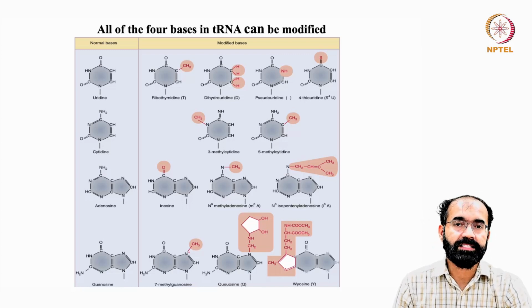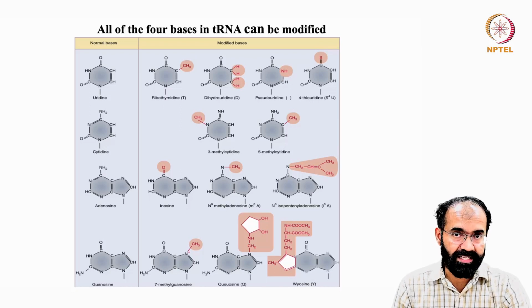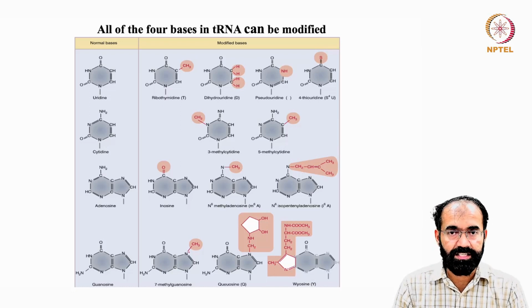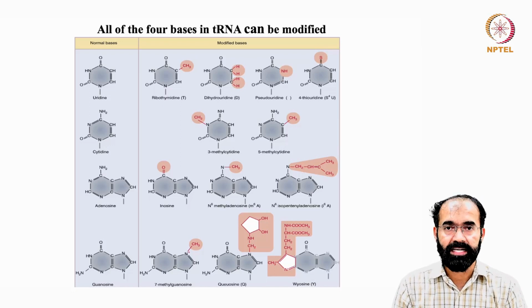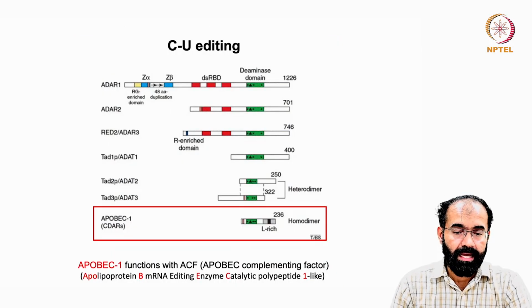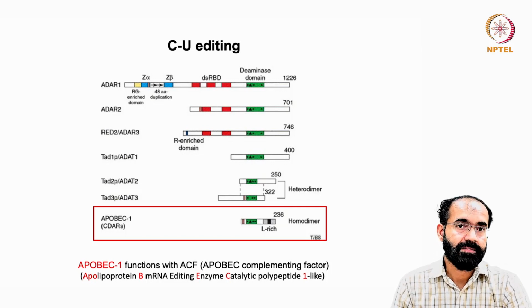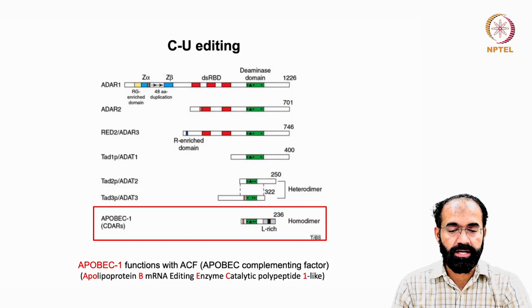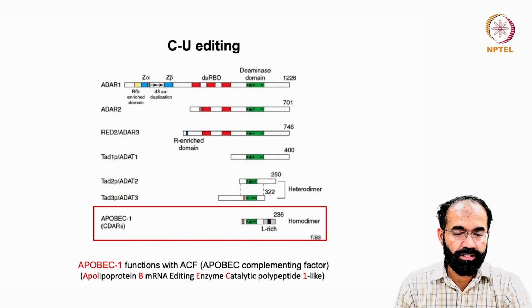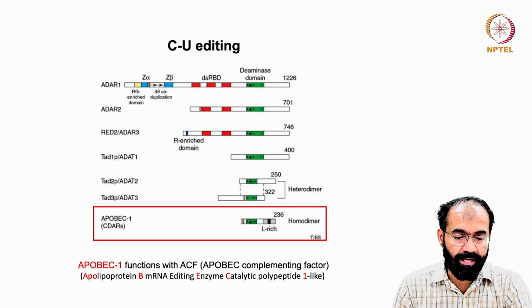Such modifications are not done randomly, they are done at specific bases and with a purpose. So we should understand that each and every change occurring in individual bases serves one purpose or the other. Let us see some examples of C-U editing, that is cytidine to uridine editing. We have seen plenty of enzymes so far, it is the same slide repeating, and now we are going to deal with an RNA editing enzyme called APOBEC.